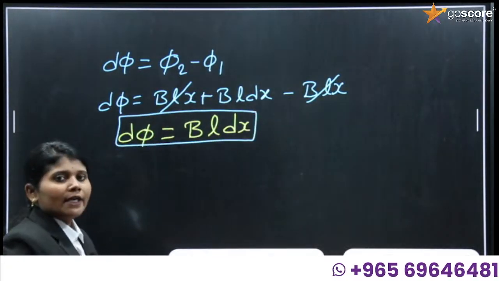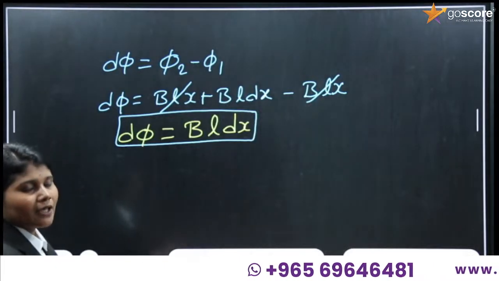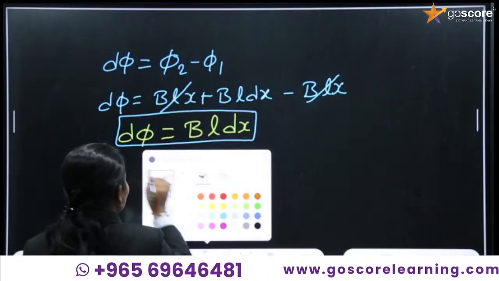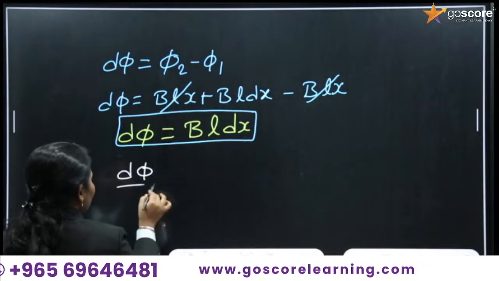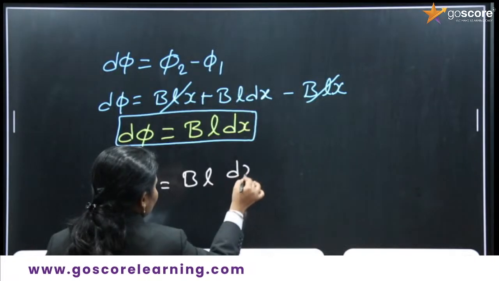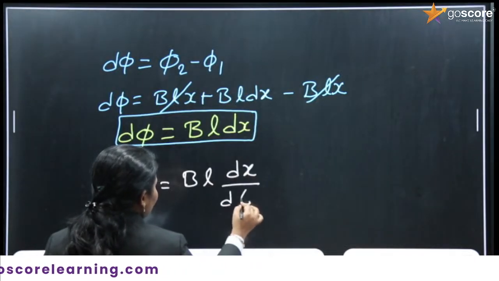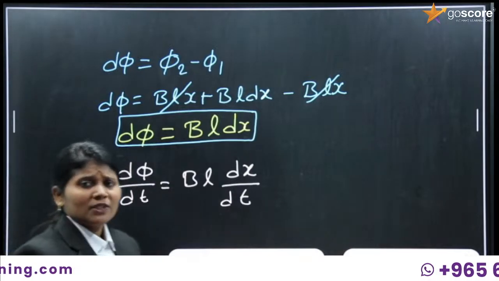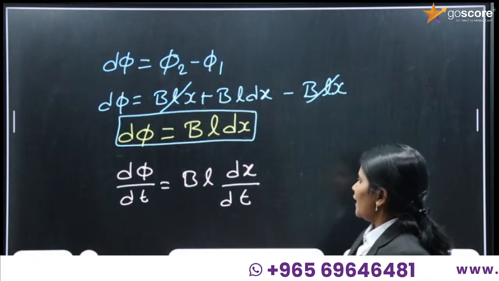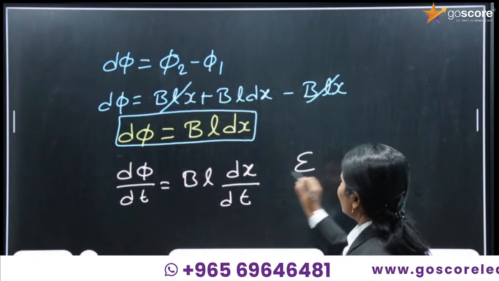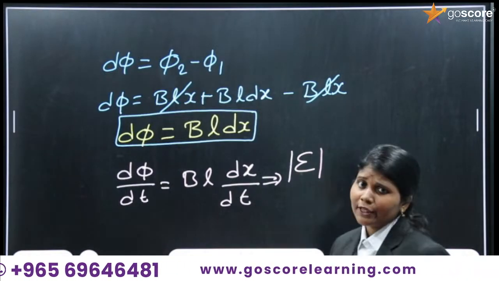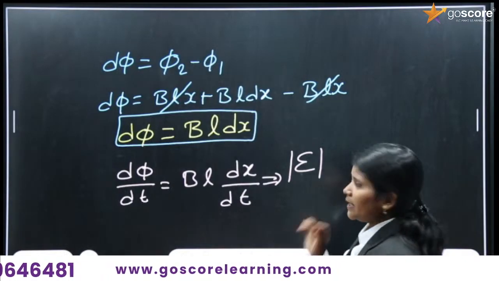I'm taking now LHS and RHS where I'm dividing with dt. Then d phi by dt is equal to BL dx by dt. So we know that E is equal to d phi by dt according to Faraday's second law. So d phi by dt is equal to E. I am considering here only magnitude, not direction. That's why I am taking it like this.